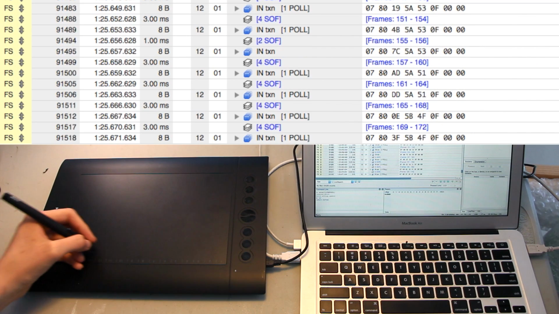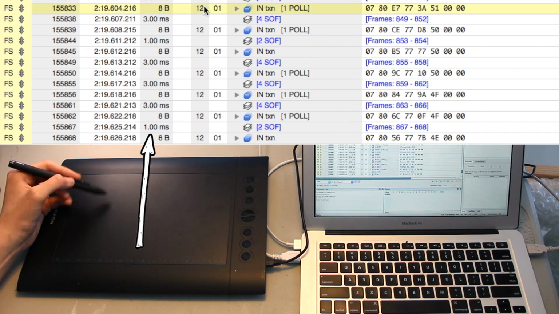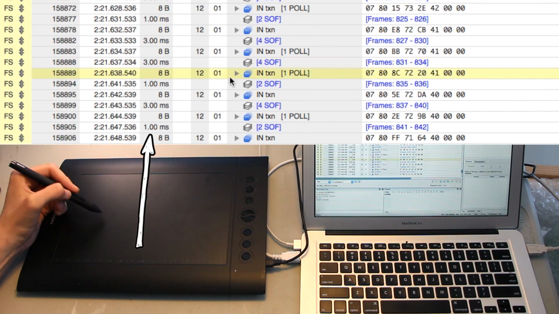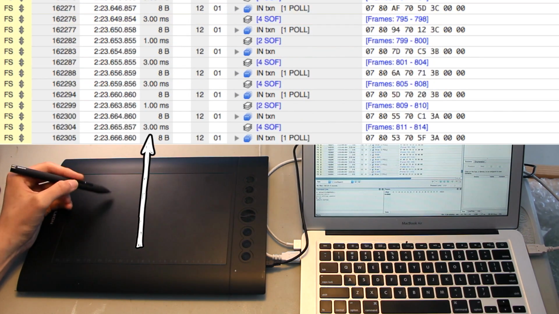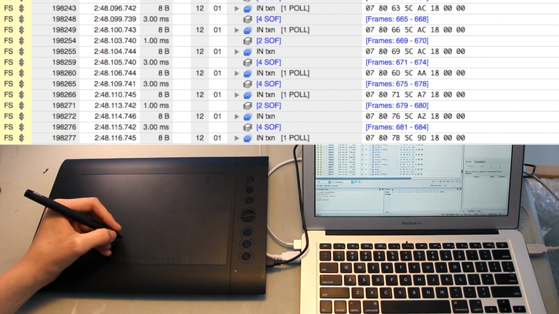Now we have the same experiment, but with the Huion tablet connected to my laptop instead of the mouse. Now we're seeing input reports about every 3 milliseconds anytime the tablet moves around while it's in range. The biggest difference we'll see between the tablet and the mouse is that the tablet's using absolute coordinates.